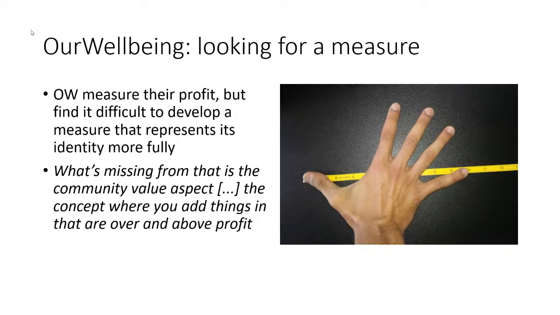And they told us very openly, what's missing from the seven reports is the community value aspect. They say, we are committed to community. We really try to do things better than everyone else. We're not thinking short term. We don't have shareholders. We turn down deals that look good, that will make us a profit, but they are exploitative. We really try to be good citizens, but how do we demonstrate this? How can we show that we're really creating value that follows our identity, that follows our unique voice? We don't know. What's missing is the community value aspect, the concept where you add things that are over and above profit.